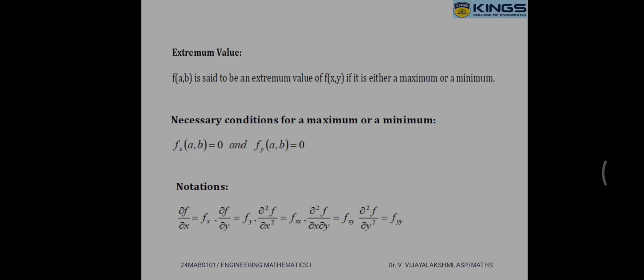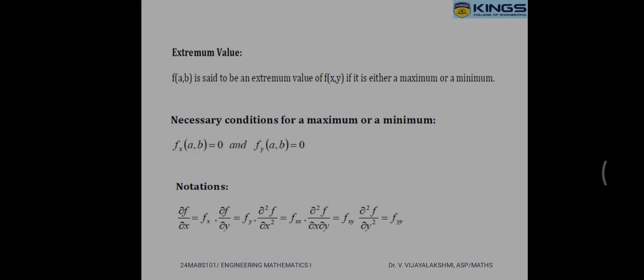For now, we will see what is extremum. f of a comma b is said to be an extremum value of f of xy if it is either maximum or minimum. Next one is the necessary condition for a maximum or minimum. The necessary condition for a function to be maximum or minimum is fx of a comma b equal to 0 and fy of a comma b equal to 0.